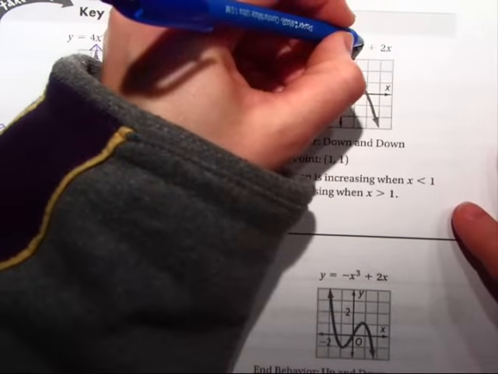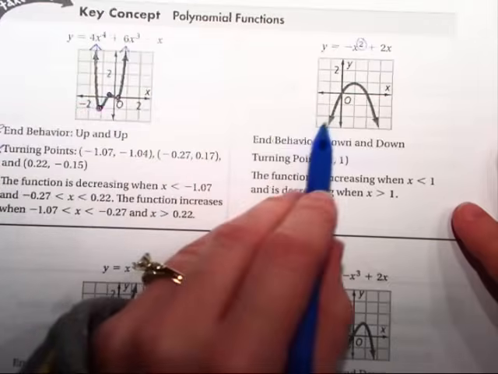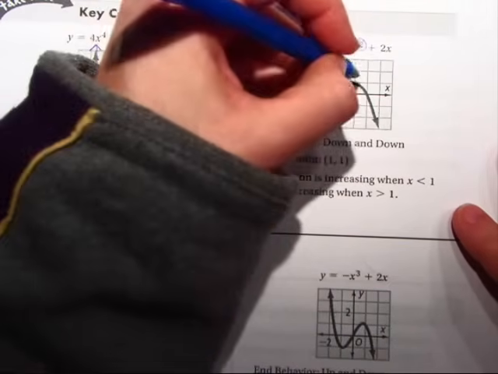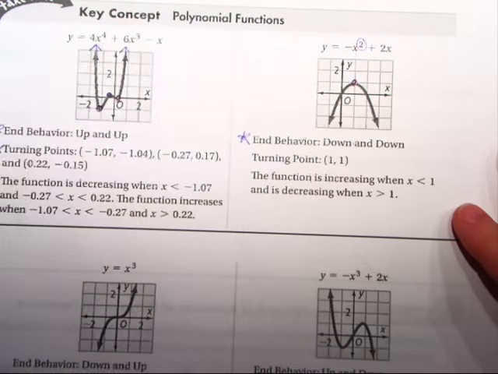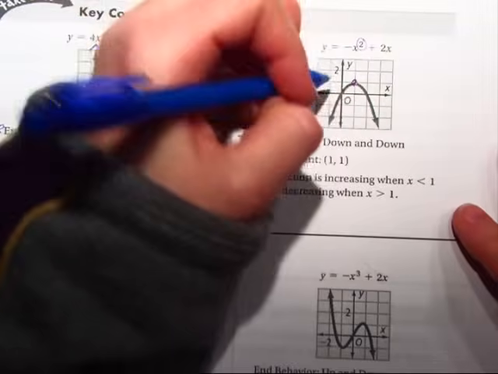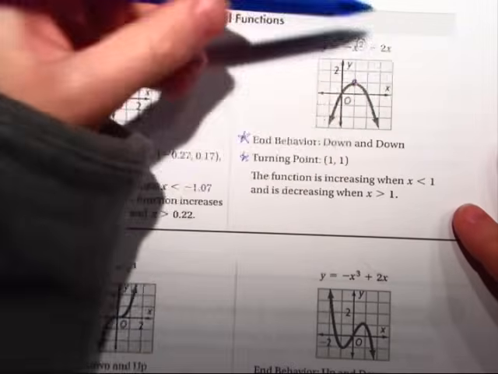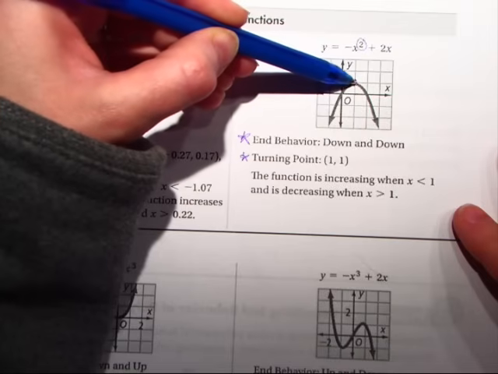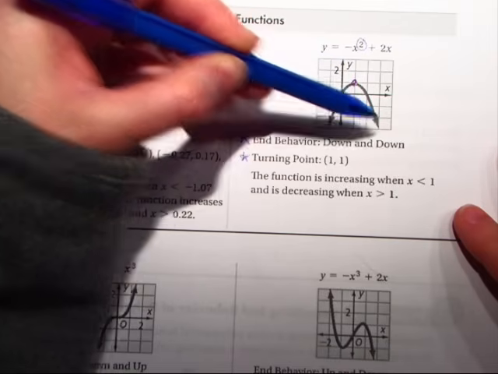Notice with the power of 2 that this particular graph has the end behavior of down, down. It has a single turning point right there. You should remember that's called the vertex. And let's talk about this left to right. You guys ready? Notice that this one is increasing, turning point, decreasing.